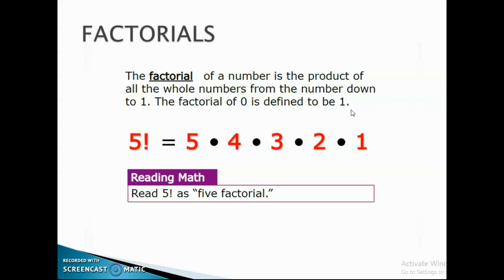To answer a question like how many ways can 5 people be seated on a bench, we will use the factorial rule. The number of ways 5 people can be seated on a bench is 5 factorial, 5 multiplied by 4 multiplied by 3 multiplied by 2 multiplied by 1, which is 120. So 5 people can be seated on a bench in 120 possible ways.